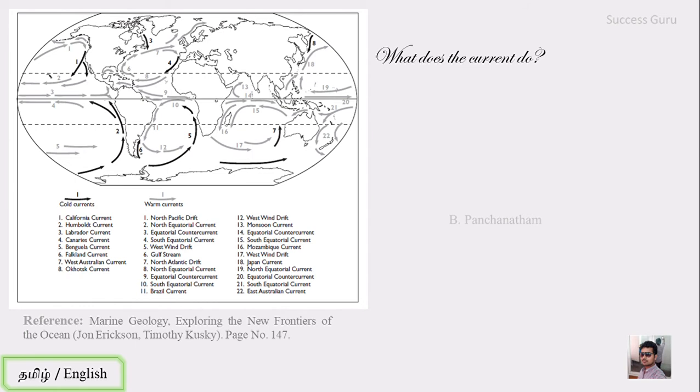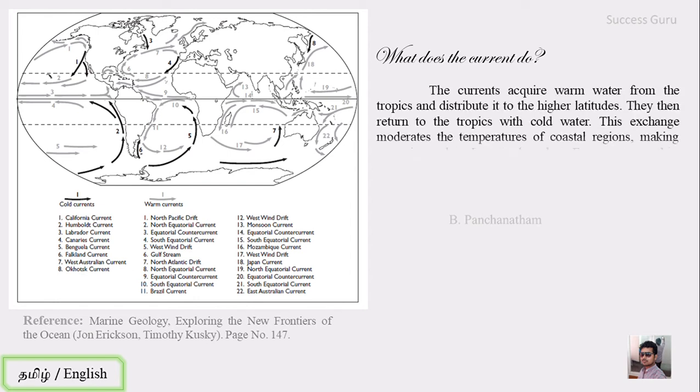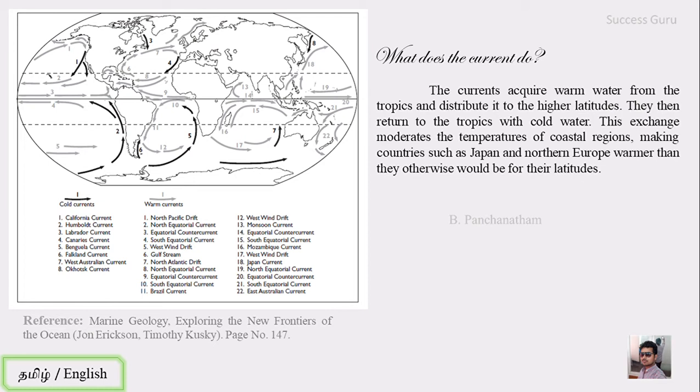And the next question is, what does this current actually do? The answer is that the current acquires warm water from the tropical region and distributes it to the higher latitude. Then they return to the tropics with the cold water. This exchange moderates the temperature of the coastal regions, making countries such as Japan and Northern Europe warmer than they otherwise would be for that latitude. So this is actually increasing the temperature of Japan and the northern European countries.